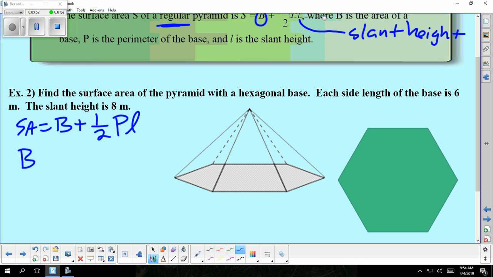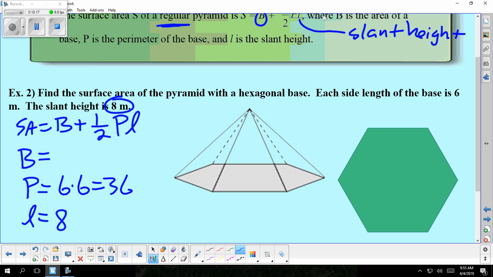Big B, perimeter, and slant height. So we're given the slant height. That's kind of nice. 8. So now I just really need to figure out the perimeter of the base and the area of the base. So the perimeter, each side length of the base is 6. There are 6 sides, so the perimeter is 36 meters.